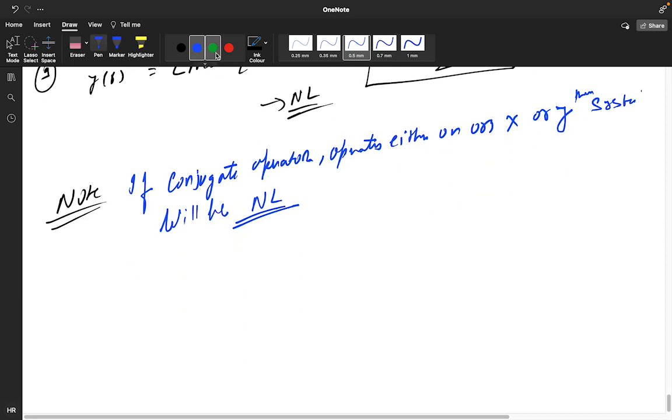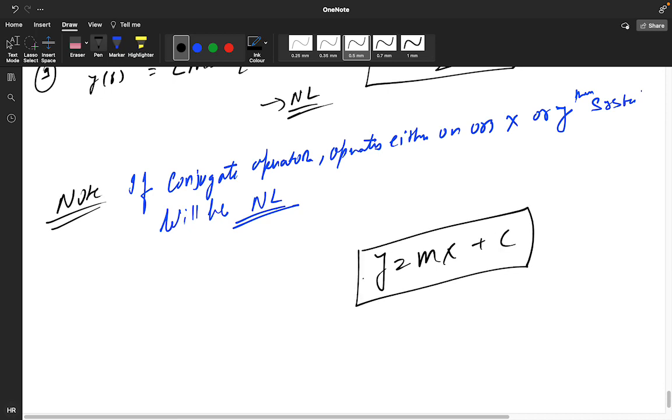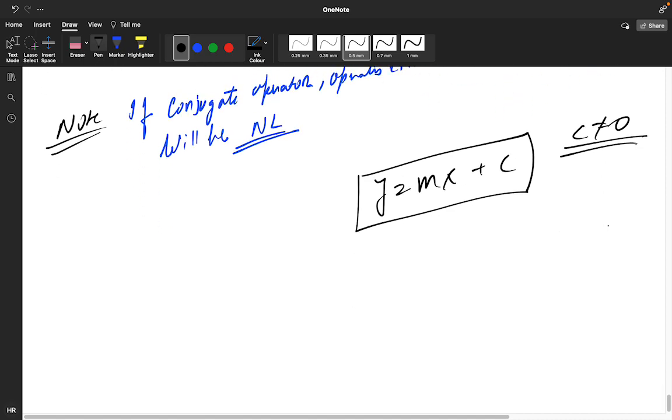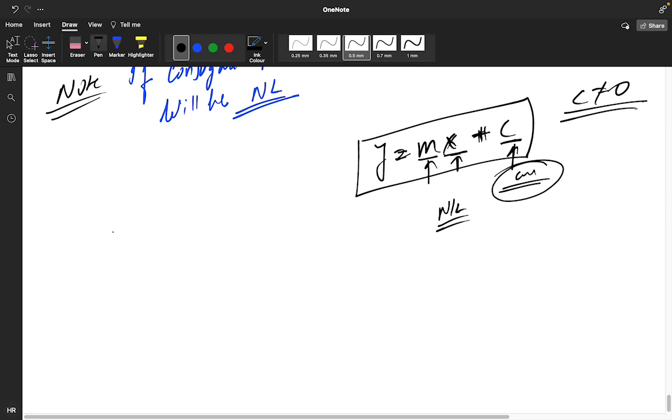Can anyone tell me, y is equal to mx plus c, is it linear or non-linear, if c is not equal to 0? I already told you, this is my input, this is independent. Whatever the things you are putting, this is not dependent. No, it won't be linear, because a constant value c is coming. Yeah, non-linear. The system will be non-linear.